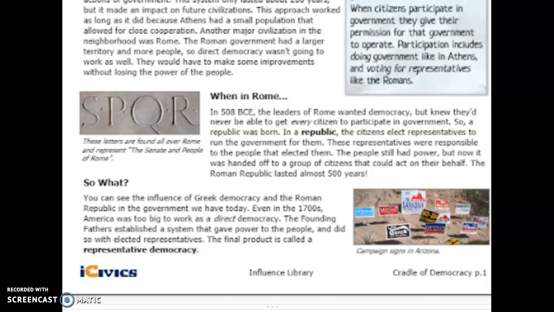These representatives were responsible to the people that elected them. The people still had power, but now it was handed off to a group of citizens that could act on their behalf. The Roman Republic lasted almost 500 years.